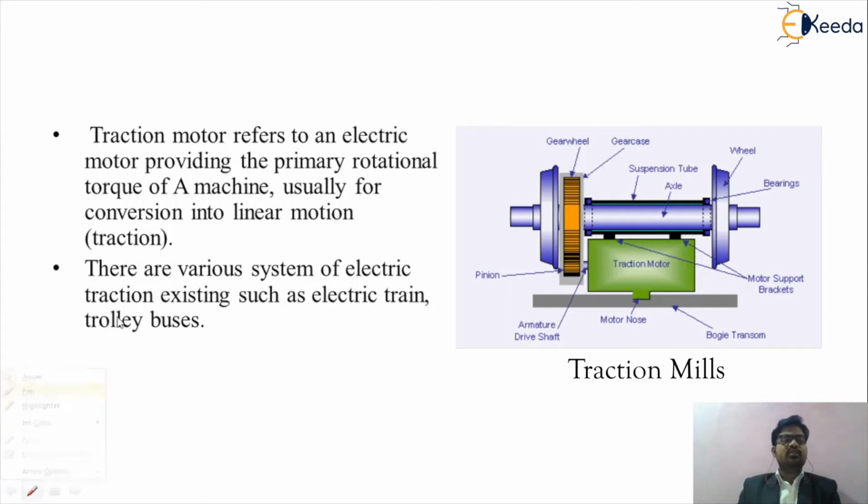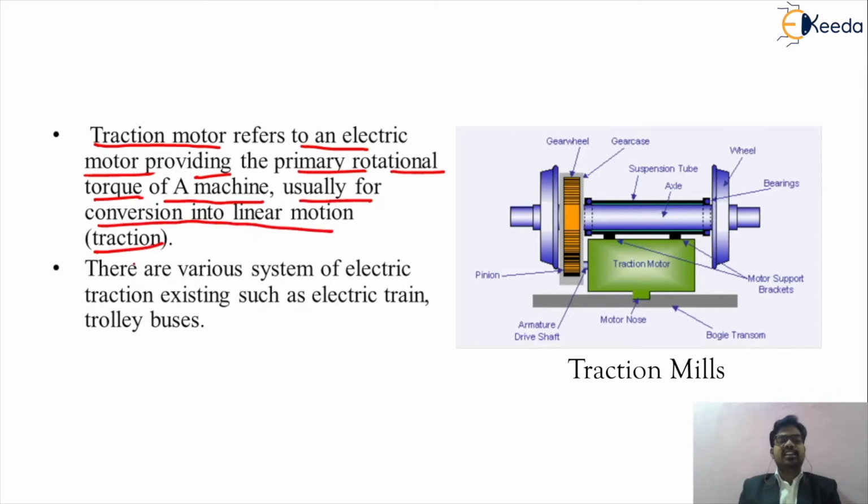So friends, as we know, a traction motor refers to an electric motor providing the primary rotational torque of a machine, usually for conversion into a linear motion. So this is called a traction motor. This is one of the images of the traction motor which we apply for traction purposes.